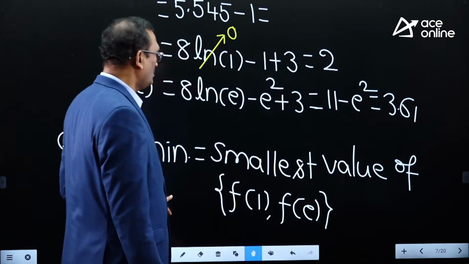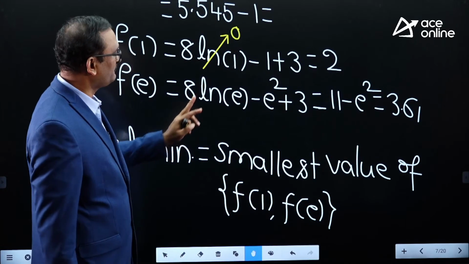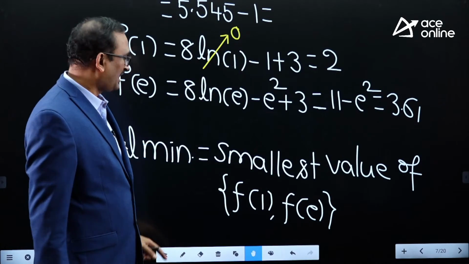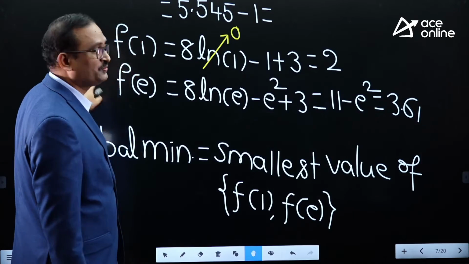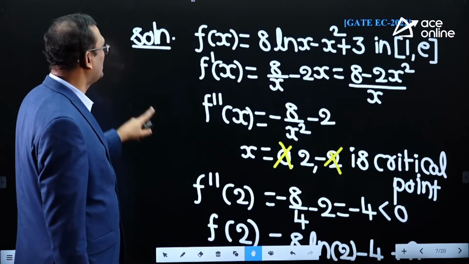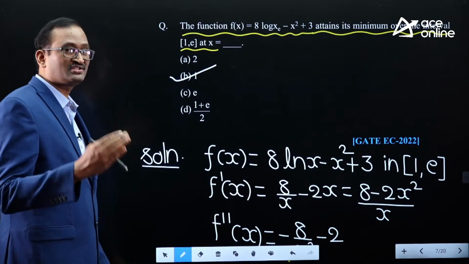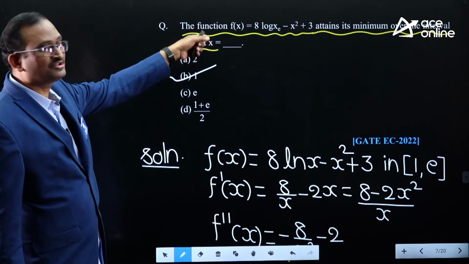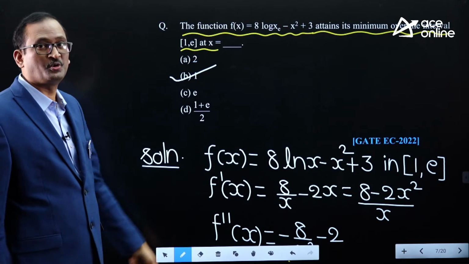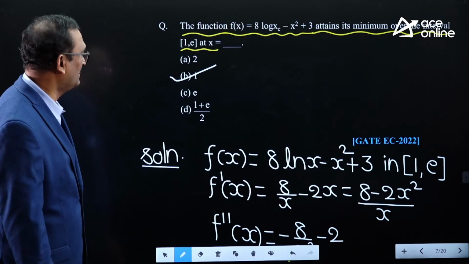This is equal to, what is the smallest value of f of 1 and f of e? 2. And that smallest value occurs at which point? Answer already completed, detailed solution I am giving. The smallest value occurs at 1 and the smallest value is 2, but we were asked at which point the smallest value occurs. It occurs at x equal to 1.